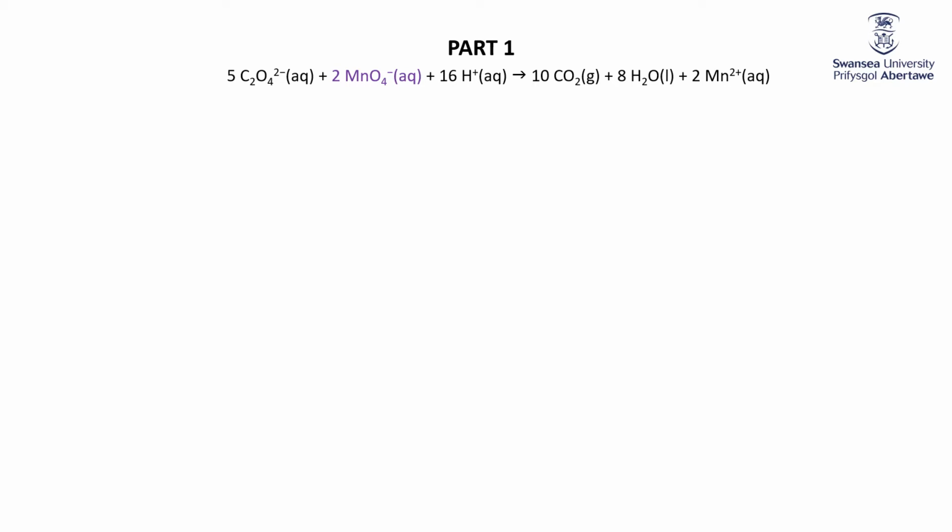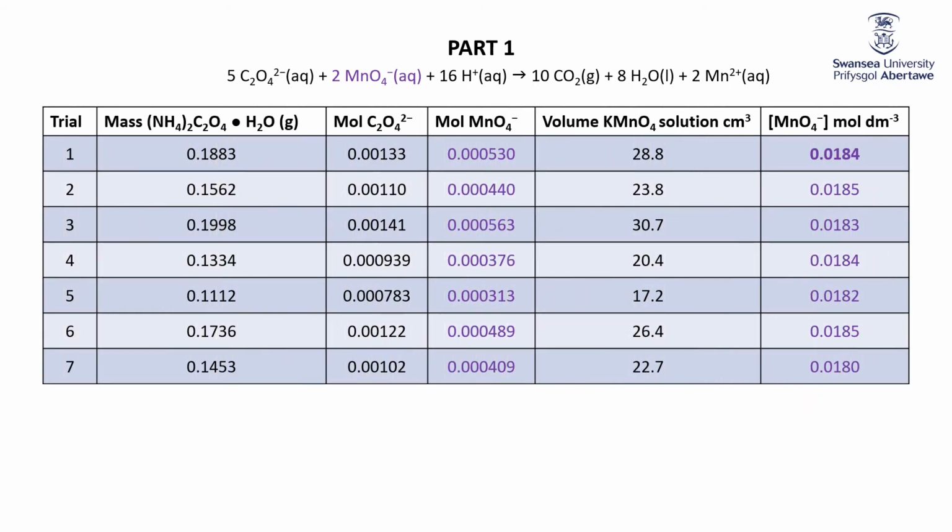Now of course, as a good scientist, you never do something once. So here we are, we did it 7 times. Each time a different mass of the ammonium oxalate, which means different moles of oxalate, so a different volume of the permanganate solution, because we had to have different moles of the permanganate. And finishing the calculation off just like we did here, we get 0.0184, 0.0185, 0.0183, 0.0184, 0.0182, 0.0185 and 0.0180.